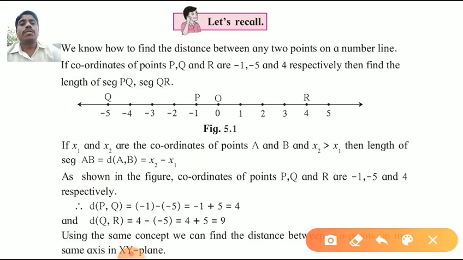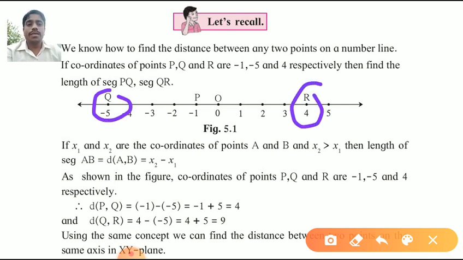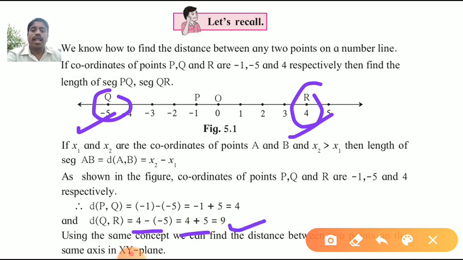And again we have to find the distance between Q and R. Here the coordinate of Q is -5 and the coordinate of R is +4. Of these numbers, 4 is the larger number and -5 is the smaller number. We find the difference between 4 and -5. That means 4 minus (-5), minus times minus gives plus, is equal to 4 plus 5, which is equal to 9. This is the method we studied last year.